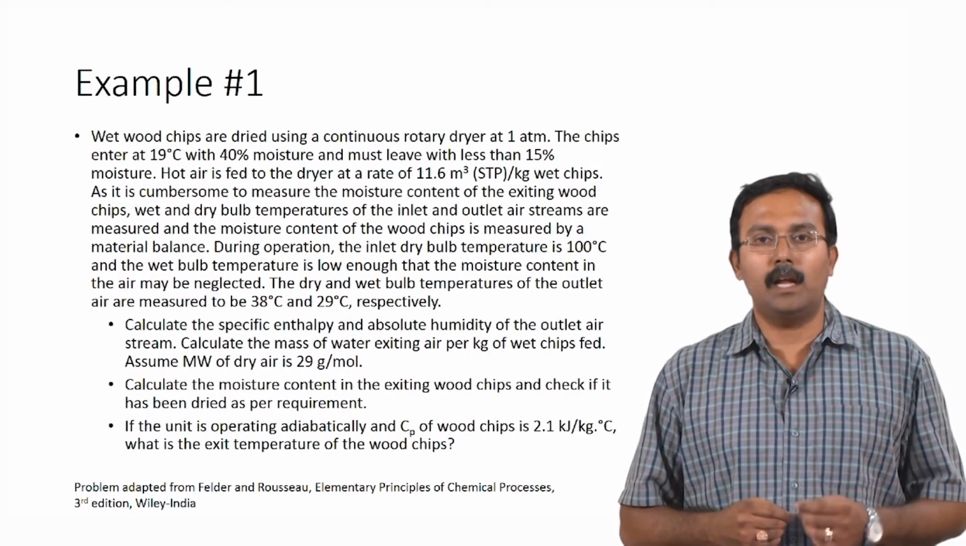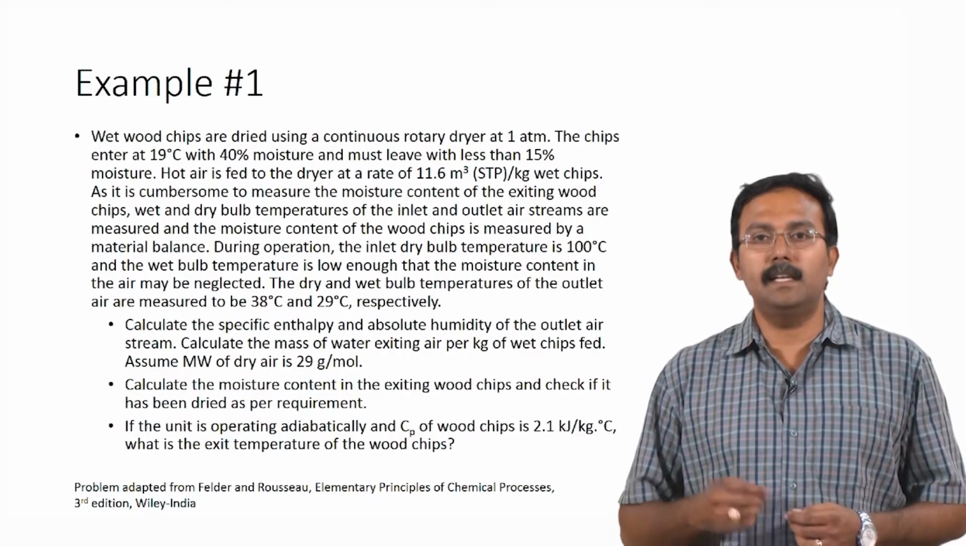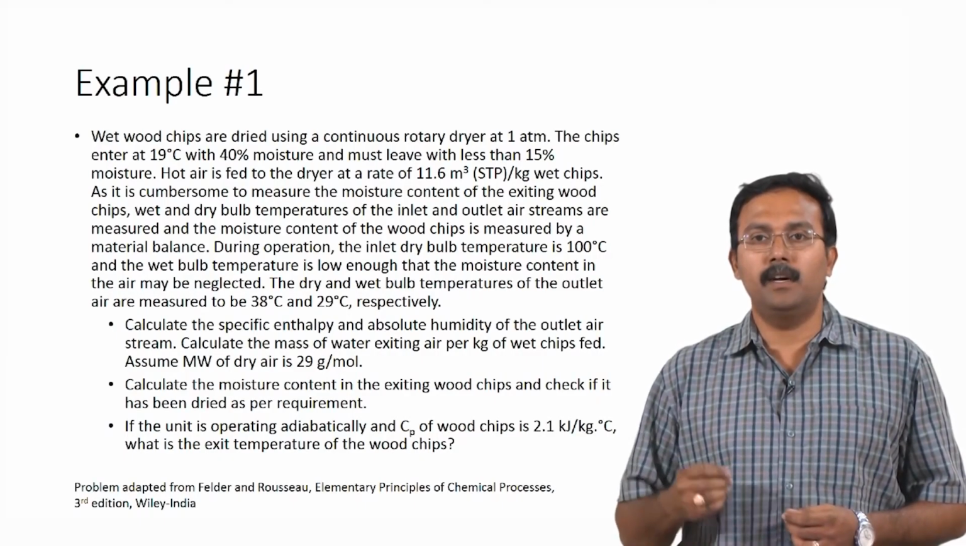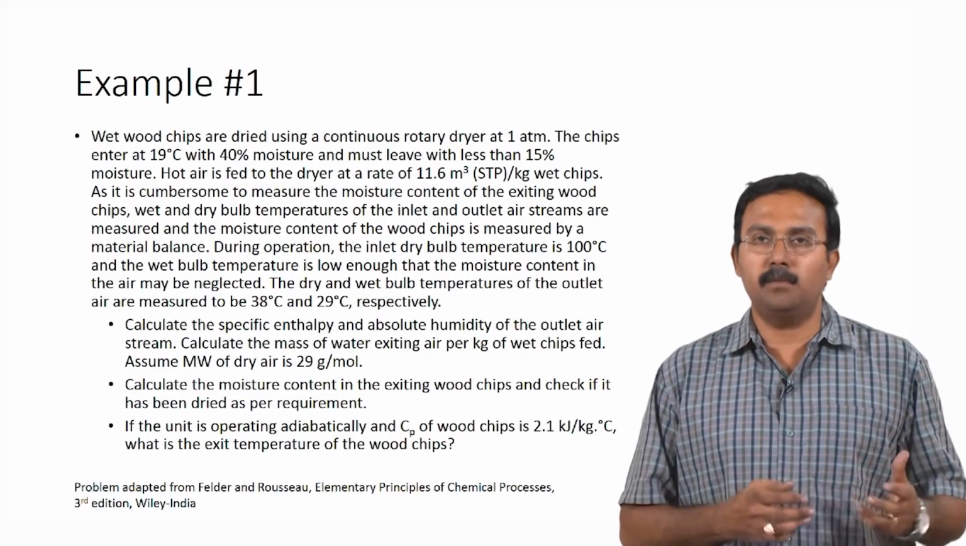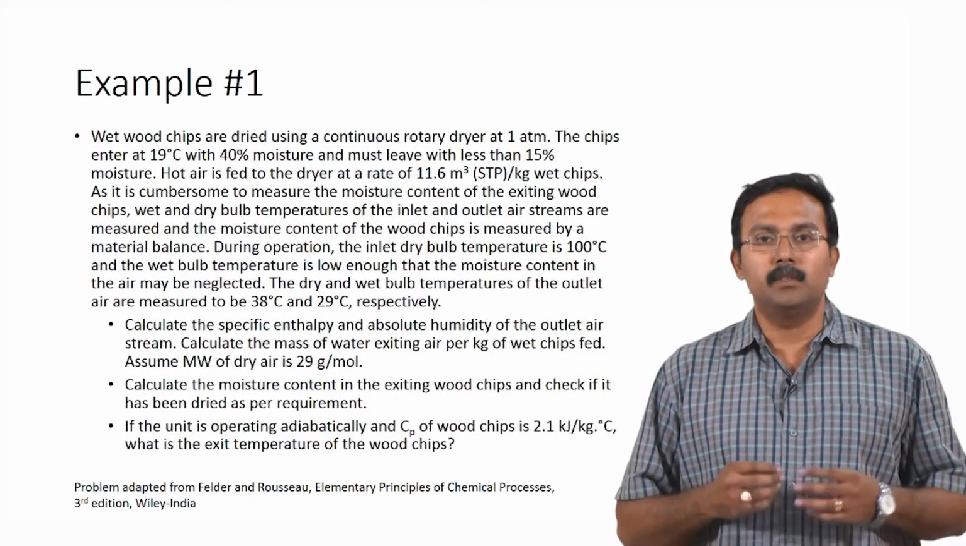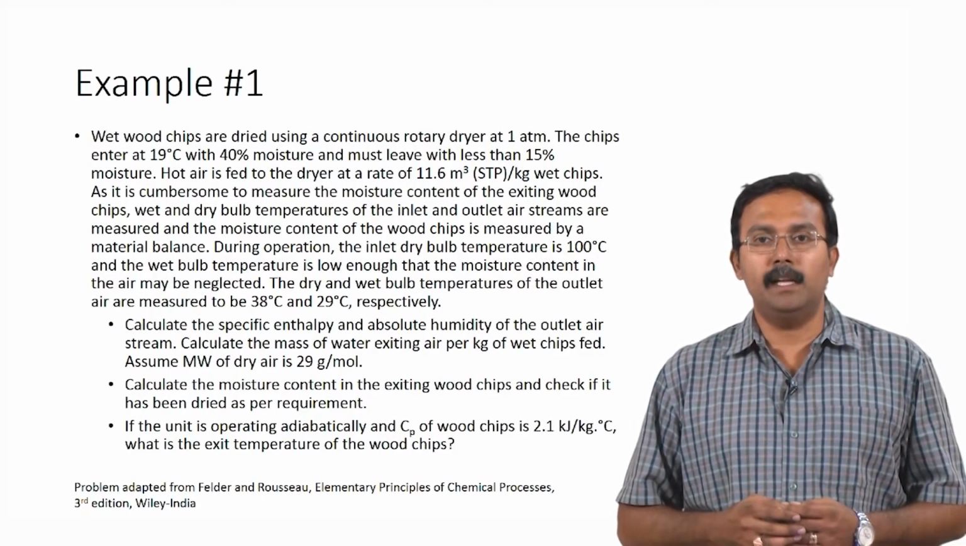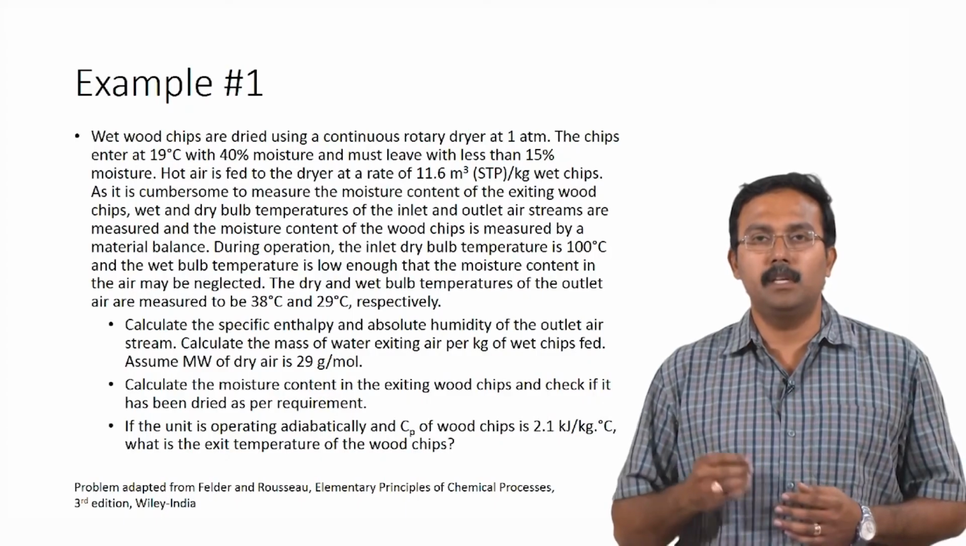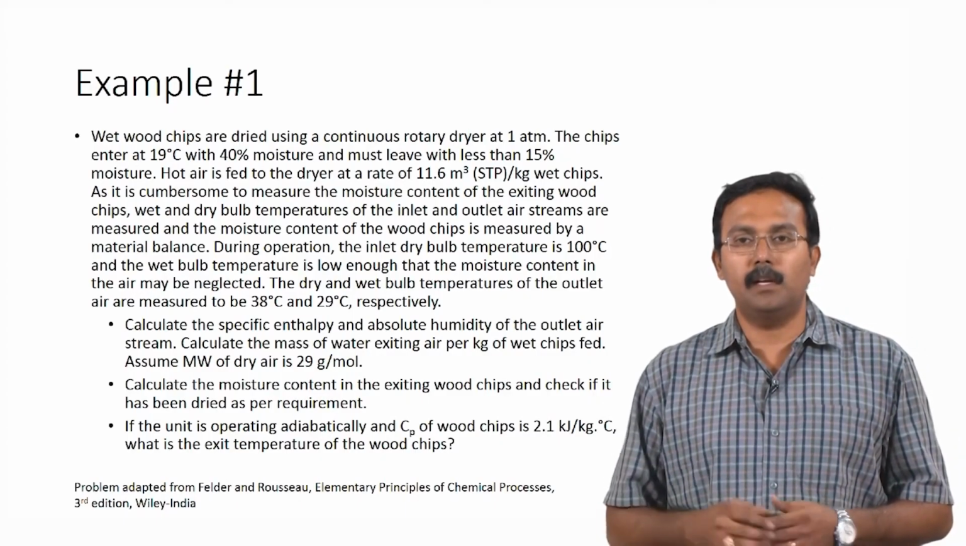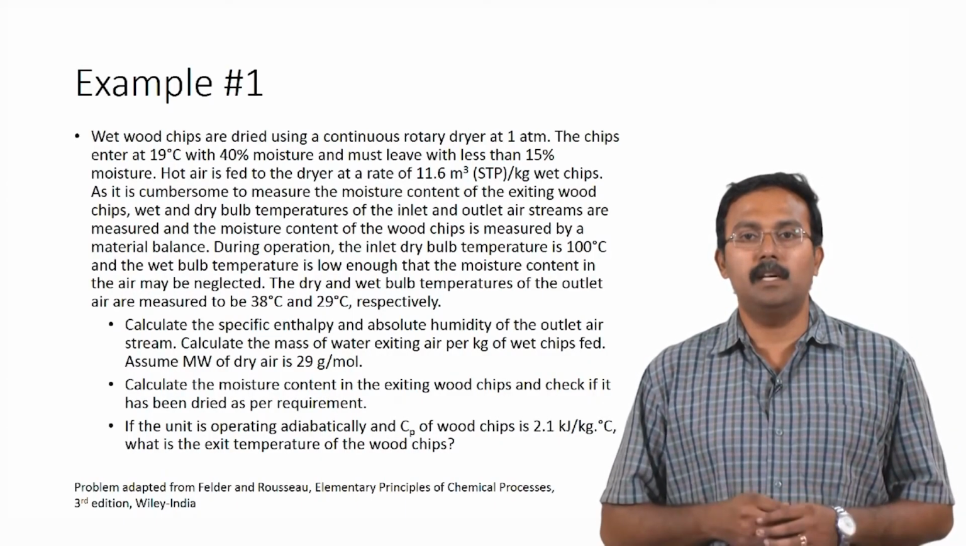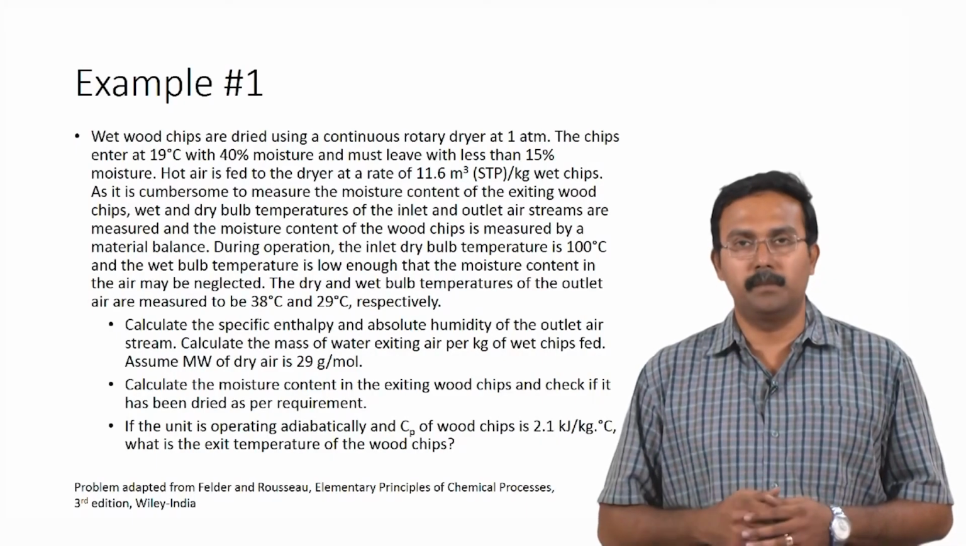You are also asked to calculate the moisture content in the exiting wood chips and check if it has been dried as per the requirement. So, if the unit is operating adiabatically and Cp of wood chips is 2.1 kilojoules per kilogram degree Celsius, what is the exit temperature of the wood chips?